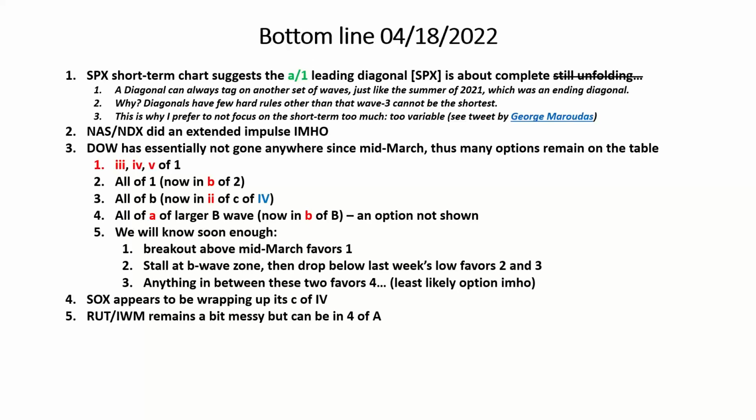The semiconductors appear to be wrapping up the C wave of wave 4 and could now be in this more tricky wave 4 of wave C pattern. The Russell 2000 and the IWM remain certainly messy and unclear, and they can be in a smaller wave 4 of a larger A wave, and then we'll see the bounce. Again, there has not been much progress since mid-January in this index, also making interpretation of the price action difficult.